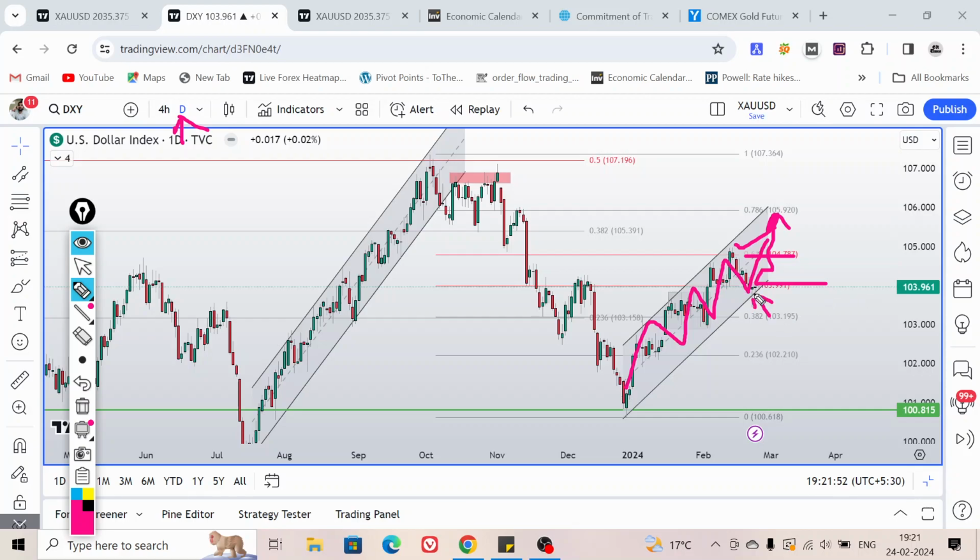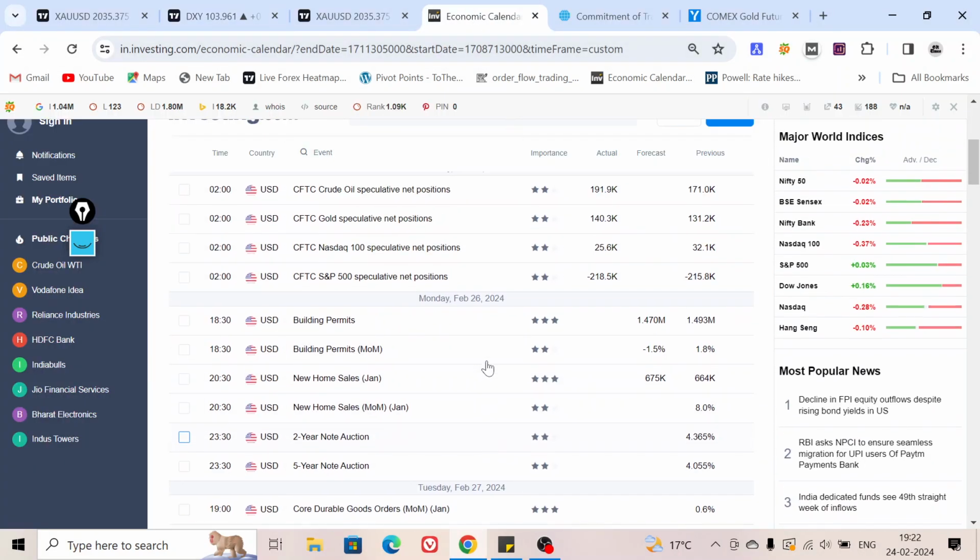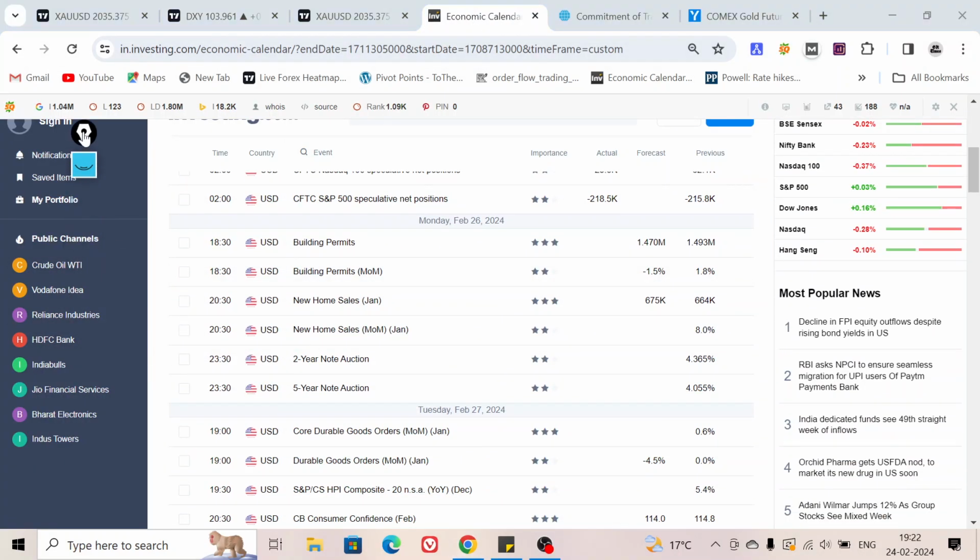But if the dollar price fails to hold on this trend line, and if price breaks down to the downside, then we can look for buy opportunities on the gold chart. So these are the different scenarios that we have to consider for next week. Now let's check the data that we have to watch for next week.